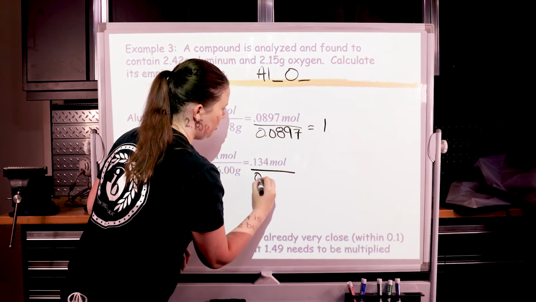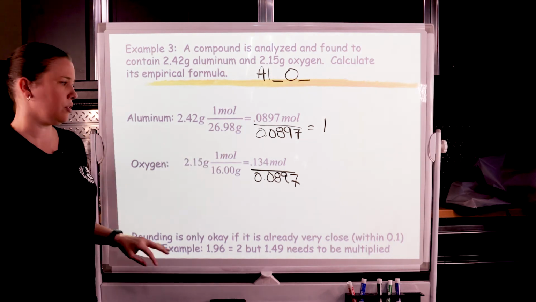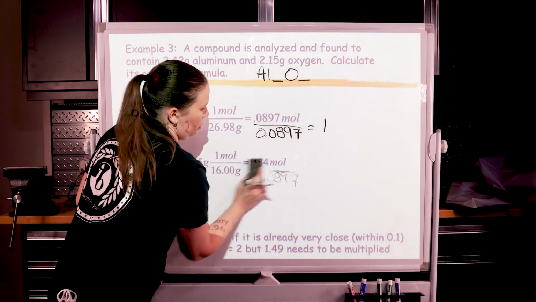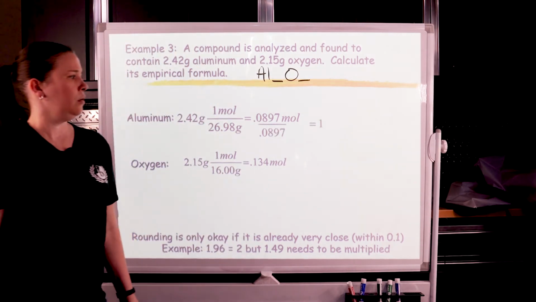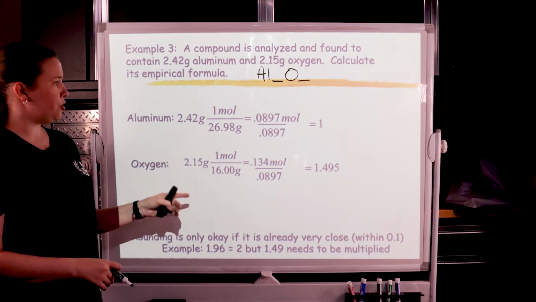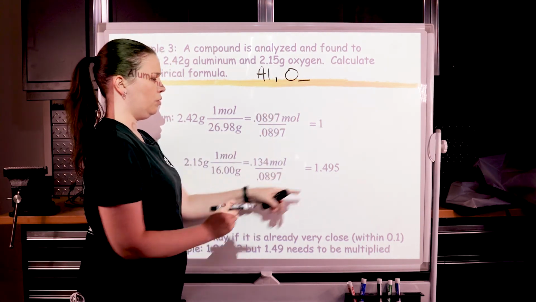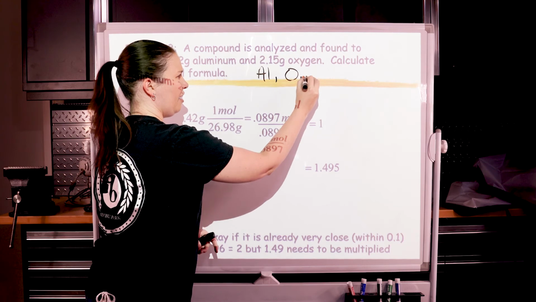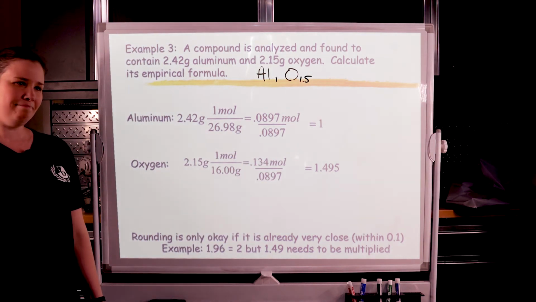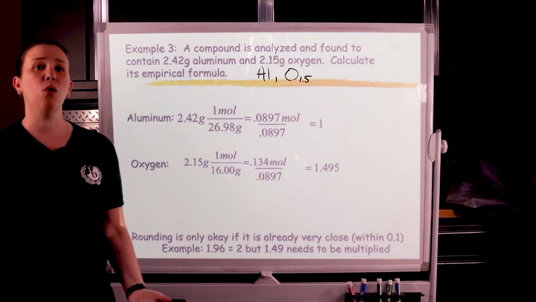And when I divide this, what do you get now? Go ahead and do this one in the calculator, because I want to know exactly what it is before we start thinking about rounding. We get 1.495. So basically the ratio would be 1 aluminum to about 1.5 oxygens. Have you ever seen a subscript with a decimal place? No, it doesn't happen. So how could I get this ratio to be represented as whole numbers?